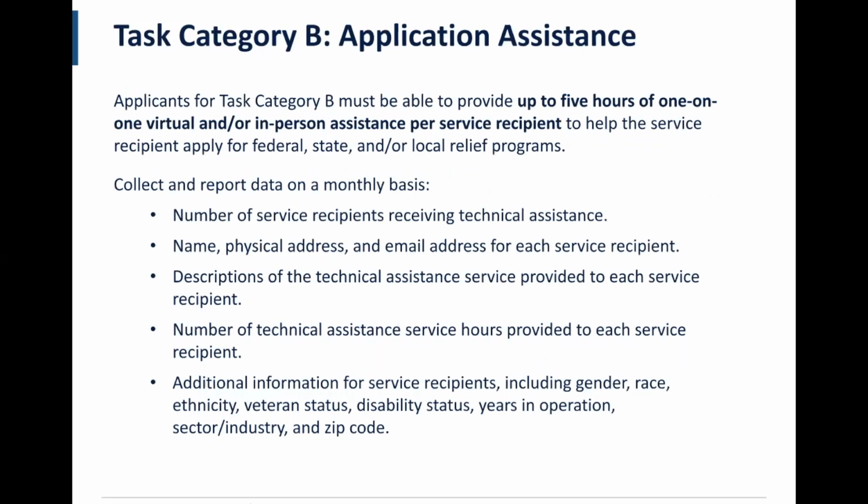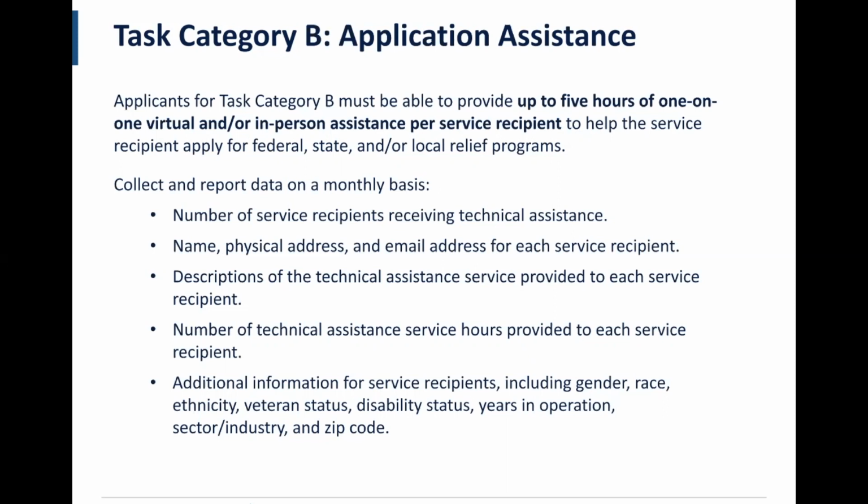Applicants for task category B must be able to provide up to 5 hours of one-on-one virtual and/or in-person assistance per service recipient to help the service recipient apply for federal, state, and/or local relief programs.